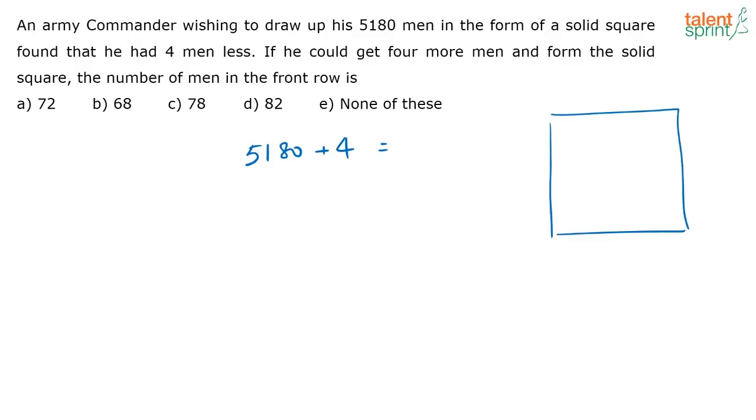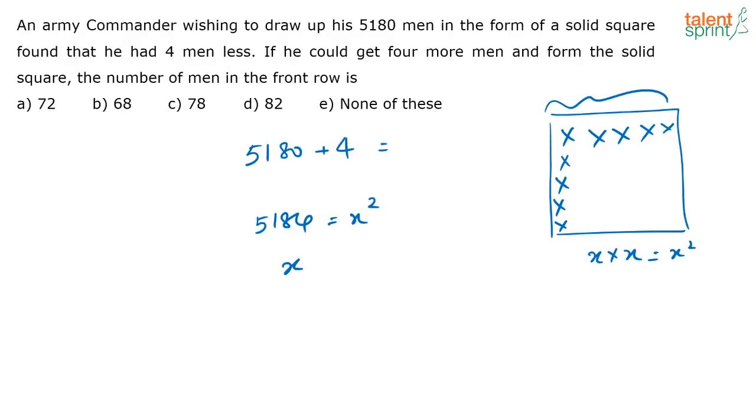So what does that mean? If he is arranging the people in a solid square, that means that if there are, let's say, x people in one row, in the column also they will have x people. So the total number of people is nothing but x into x. Number of persons in one row into the number of columns, that is equal to x squared. So what is he saying? This 5184 is equal to x squared, and you have to find the value of x. How many people are there in a row? Now, what you should do is find the root of 5184.